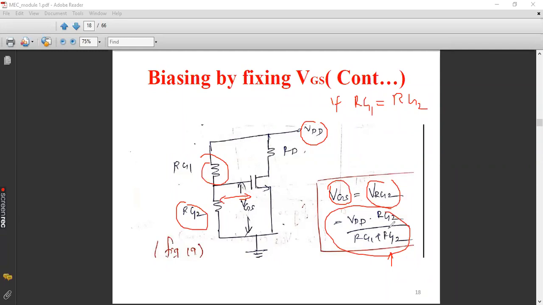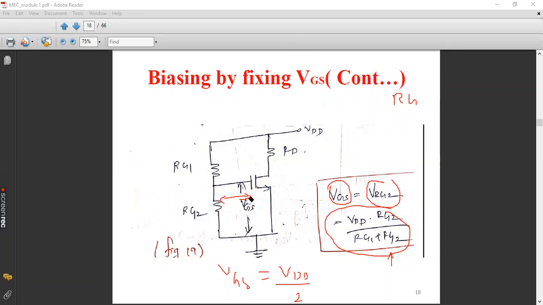What will happen when the two resistances are same? VGS becomes VDD by 2, half of VDD. Yes, very good. So the total supply voltage we have is VDD, out of which half of the VDD will drop across RG2. So the remaining half will drop across RG1, which means the voltage across RG1 and RG2 will be same. So if we are choosing identical resistances, we will be able to divide the supply voltage equally across RG1 and RG2.